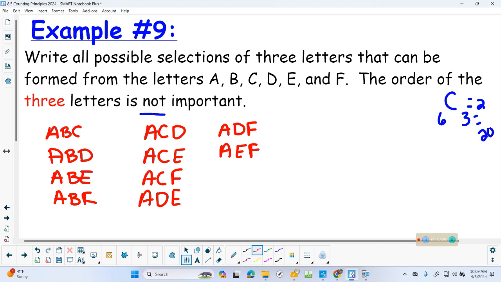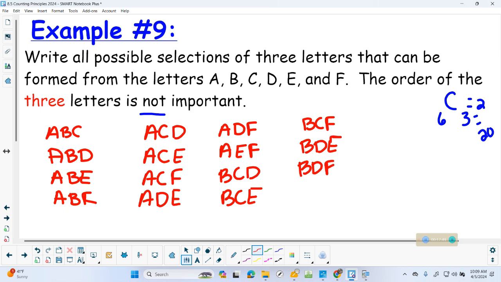Well, let's see, I guess I need B. B, C, and D. I don't have those. I don't have B, C, and E. I don't have B, C, and F. Wow, this is B, D, and E, I don't have together. I don't have B, D, and F. This is an E, sorry. I don't have B, E, and F.